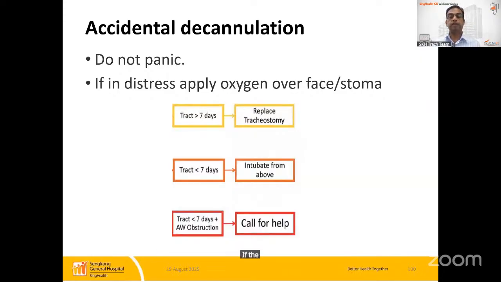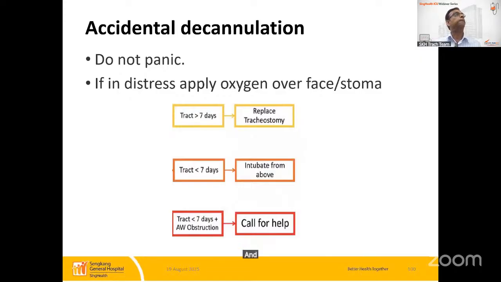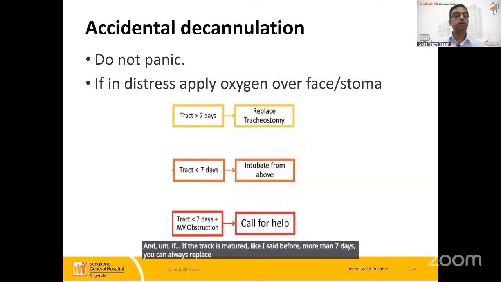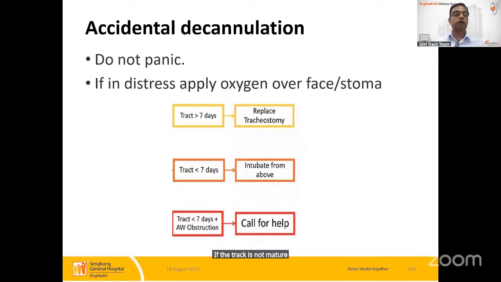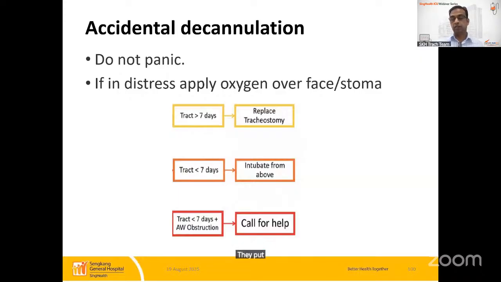If the patient is breathless, organize your thoughts, call for help, put oxygen on the face and also on the stoma. And if the tract is matured, like I said before, more than 7 days, you can always replace it with a new tracheostomy tube. If the tract is not matured, then you get help, whether to intubate from above, or the ENT colleagues can dilate the tract and then put a tracheostomy tube in themselves.